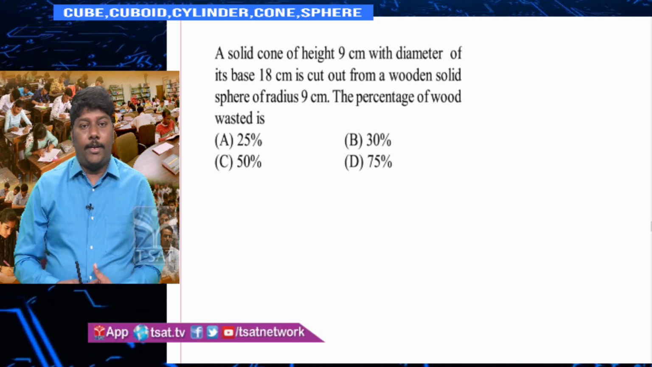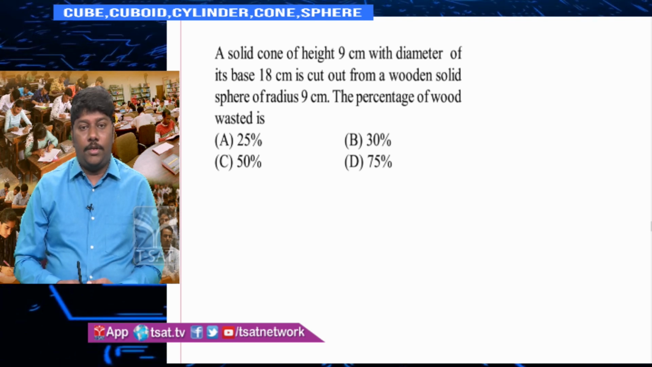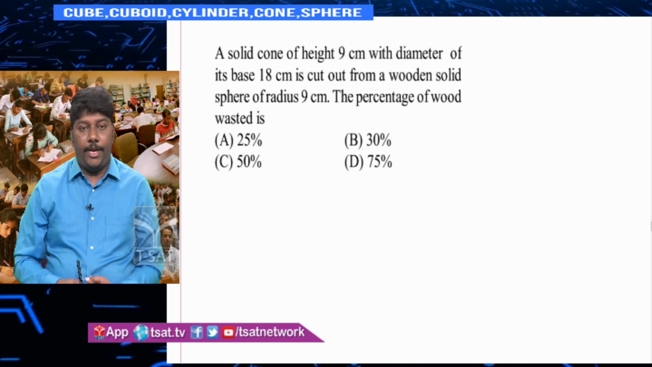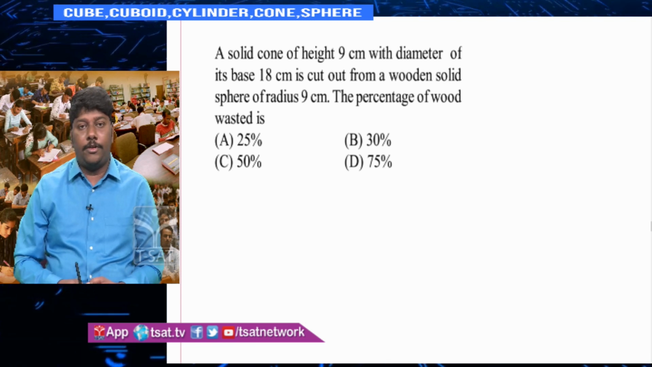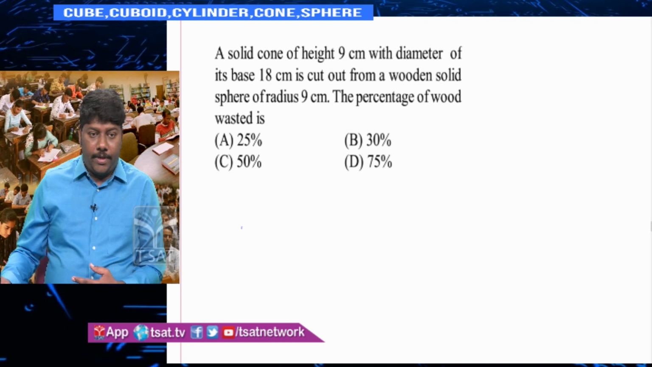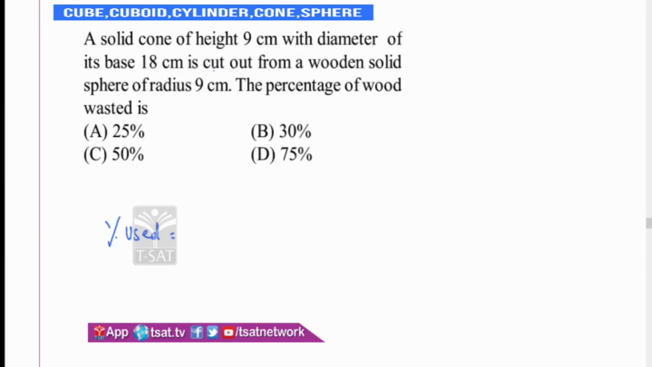A solid cone of height 9 cm with the diameter of its base 18 cm is cut out from a wooden solid sphere of radius 9 cm. The percentage of wood wasted. First of all, you can't find the percentage wood wasted directly, so find the percentage of wood used. Percentage used is equal to, you are carving a cone out of a sphere, therefore volume of cone over volume of sphere, into 100.